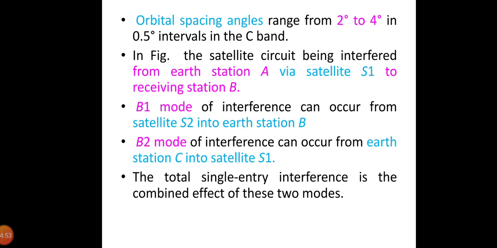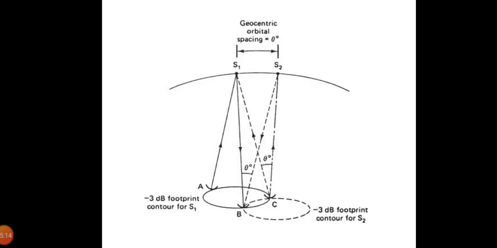Consider the satellite circuit being interfered with, from Earth station A via satellite S1 to the receiving station B. B1 mode of interference can occur from satellite S2 into Earth station B, and B2 mode of interference can occur from Earth station C into satellite S1. The total single entry interference is the combined effect of these two modes. So this is shown in this diagram. This is the 3 dB footprint contour for S1, and this one is the 3 dB footprint contour for S2. So the two satellites are spaced with a spacing of theta.